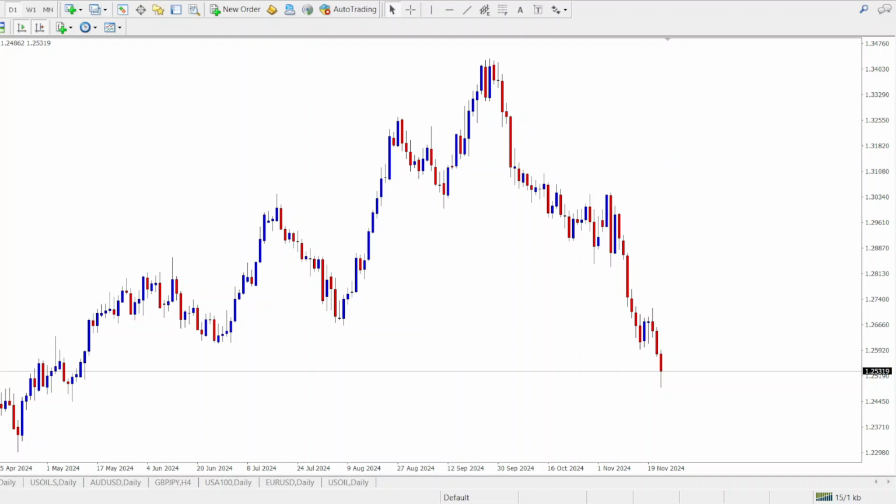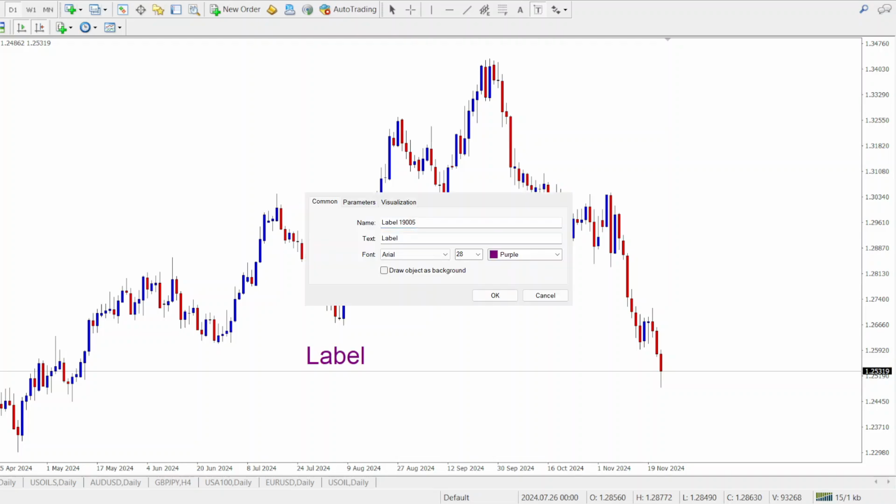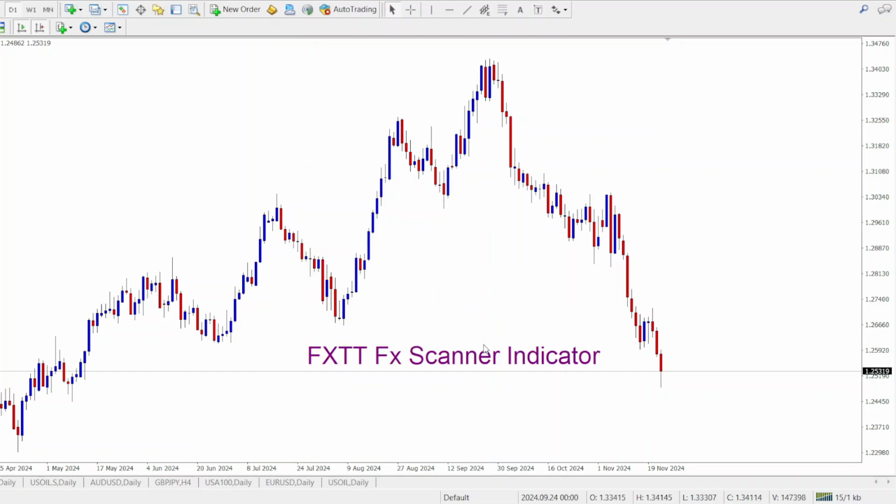Okay, so in this particular video we are going to be discussing the FXTT Fx Scanner Indicator. For the purpose of clarity, I'm just going to be adding the indicator name on the chart here so that I can see it clearly. Right, so this is it.